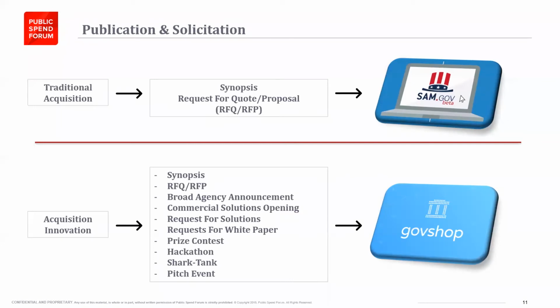But there's a whole other world of publication opportunities and solicitation methods between broad agency announcements, a commercial solutions opening, and the stuff we talked about earlier when the government's doing it directly: prize contest, hackathon, Shark Tank, pitch event. Again, these are what we capture in our opportunities page on GovShop for those people that are looking to provide emerging technology solutions.